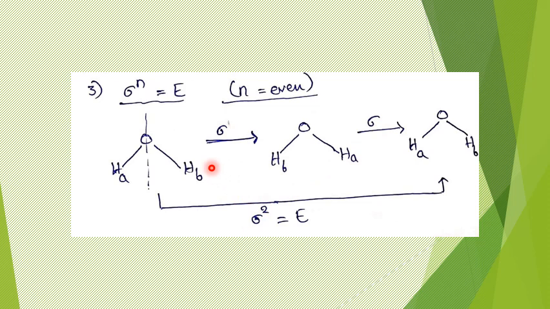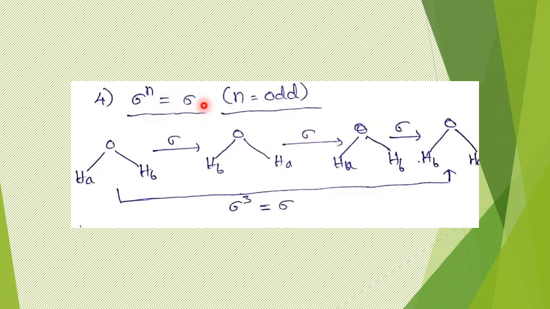So sigma raised to 2 takes the molecule from this orientation to this orientation. It can be said that sigma squared has resulted in E, because the result of the first operation is cancelled by the second, and therefore it results in an identical orientation. Even if I perform sigma raised to 4, or sigma raised to 6, it results in E itself. So when n is even, performing sigma n times results in E.